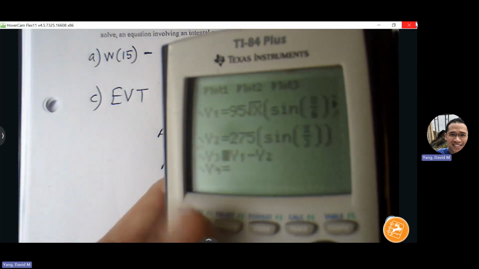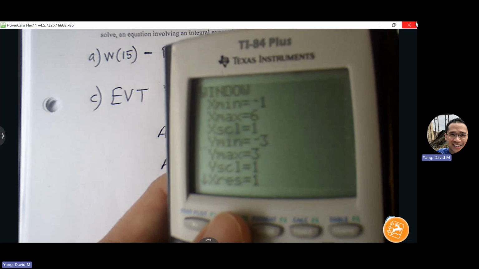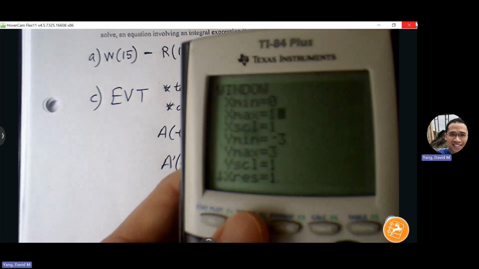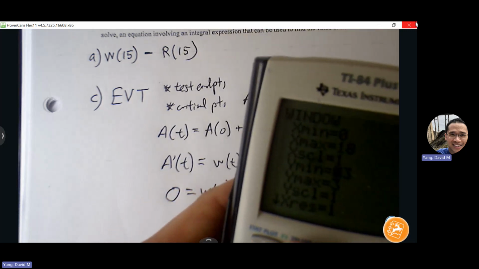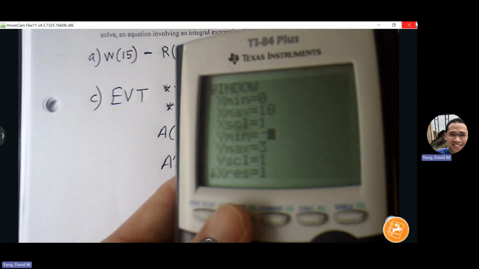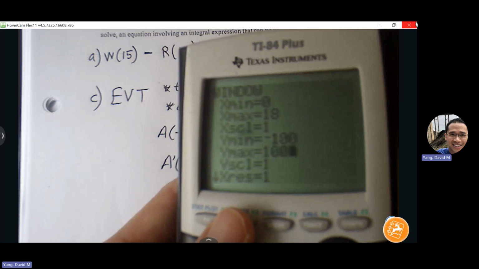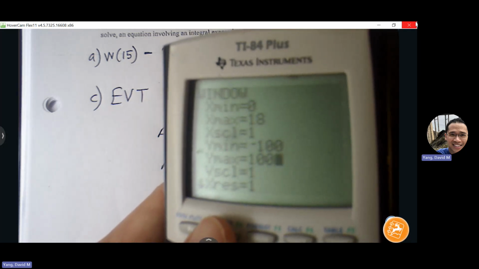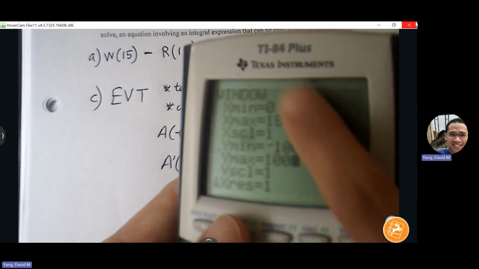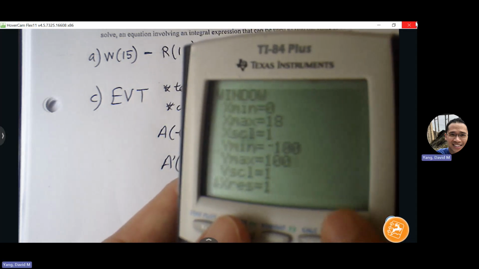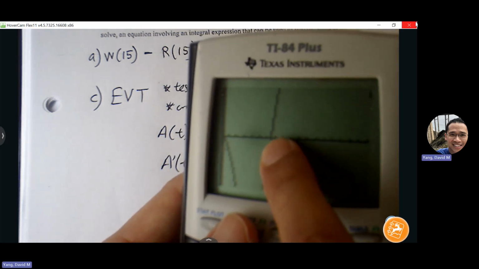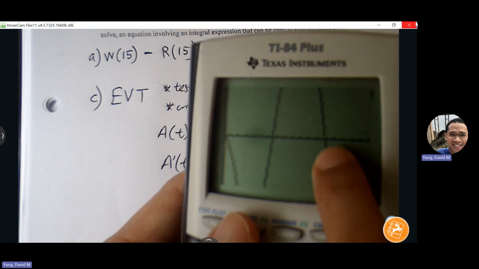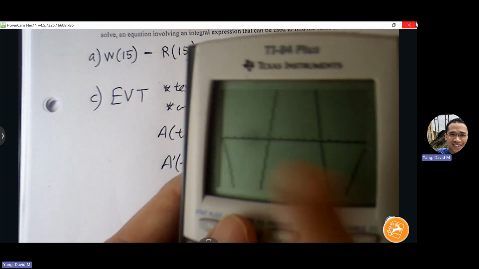So y1 minus y2. I'm going to adjust my window. I know that I'm looking for an x-intercept between 0 and 18. And I see that my equations are in the hundreds, right? I got that 95 root t, the 275. So I'm going to say negative 100 to 100, just so that I'm not zoomed in too far. And I can always go back and adjust these numbers if it doesn't look right. Right, so 0 to 18 for x min, x max, negative 100 to 100 for y min, y max. I'll hit graph, see what that looks like. Okay, that's pretty good, right? We can just do second trace 0 to find that x-intercept. This is probably more than 18, so I think this is all we need.